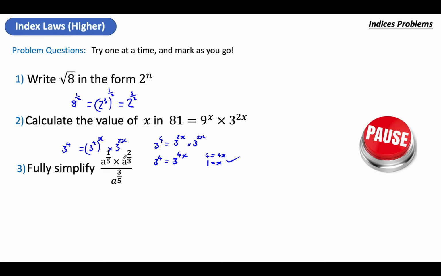Okay, so it's slightly gone over the question there, but I'm sure you'll cope. A to the power of a fifth times a to the power of 2/3 over a to the power of 3/5. Pause the video, unpause when you are done.